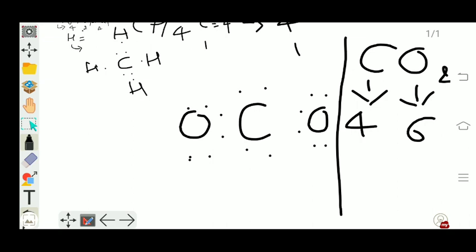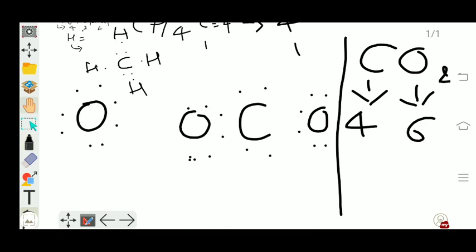Oxygen requires 2 more electrons to attain an octet. See here, 1 to 6, and if these 2 electrons are taken by this carbon, it becomes 8 electrons, 1 to 8. And if this oxygen takes these 2 electrons to attain the octet rule, again it becomes 8 electrons.